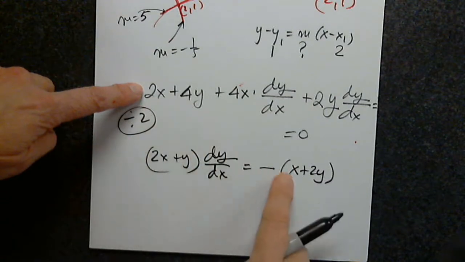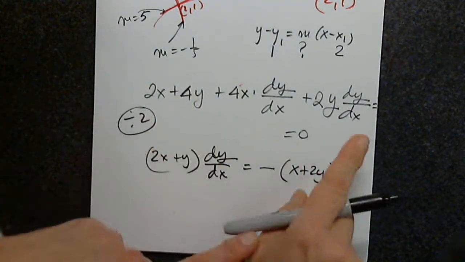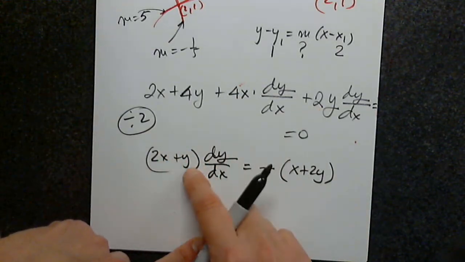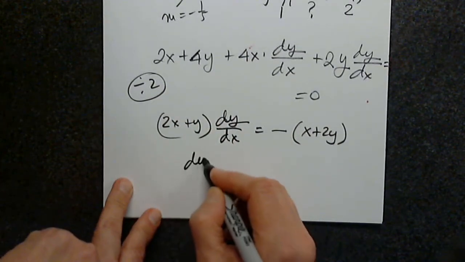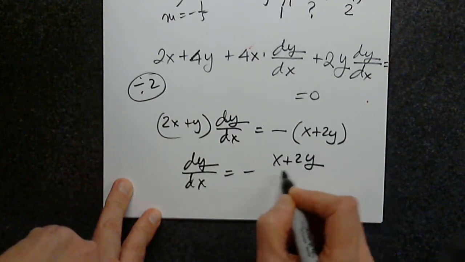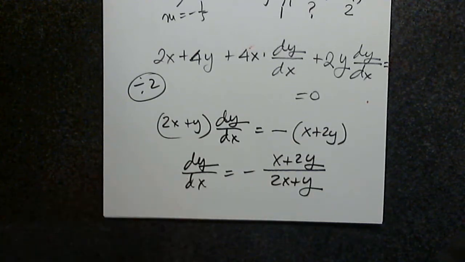So this is 1x, this is 2y, but once I move them to the other side, they become negative. This will become 2, and this will become 1. And therefore, dy over dx equals negative x plus 2y over 2x plus y. Okay, so after all this effort, I have an expression for the derivative of y. But what do I do now?